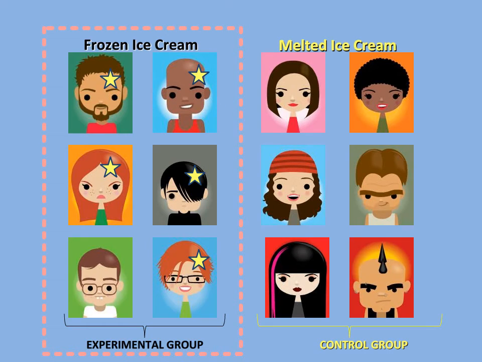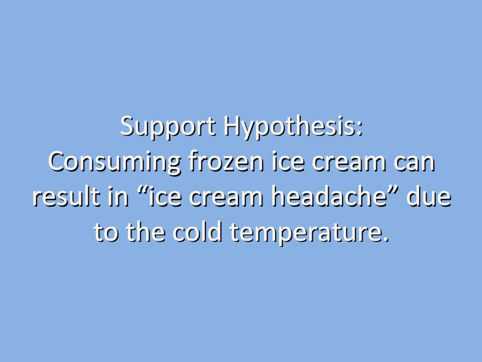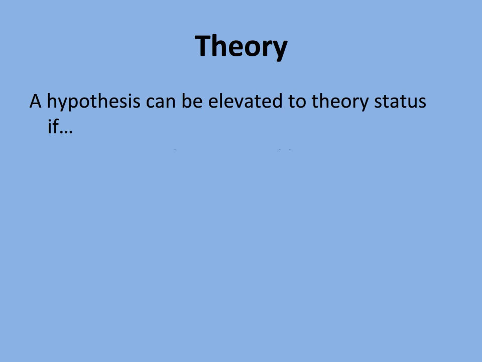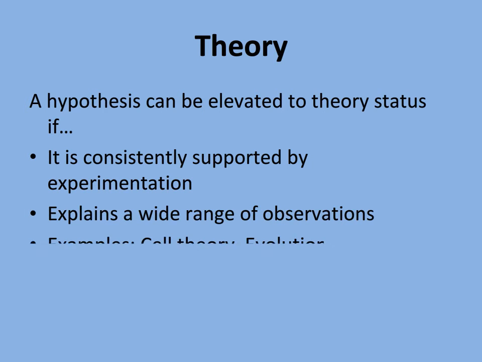Since such a large percentage of our experimental group got headaches, this supports our hypothesis that the headache is linked to the temperature of the frozen ice cream. And the more experiments we perform that support our hypothesis, the more certain we are that those brain freeze headaches are linked to the temperature of the frozen ice cream. Now, the more a hypothesis is supported, the more certain we are that it is true, and a hypothesis can be elevated to the theory status. There are a few theories in biology, but the best known are the cell theory and the theory of evolution.